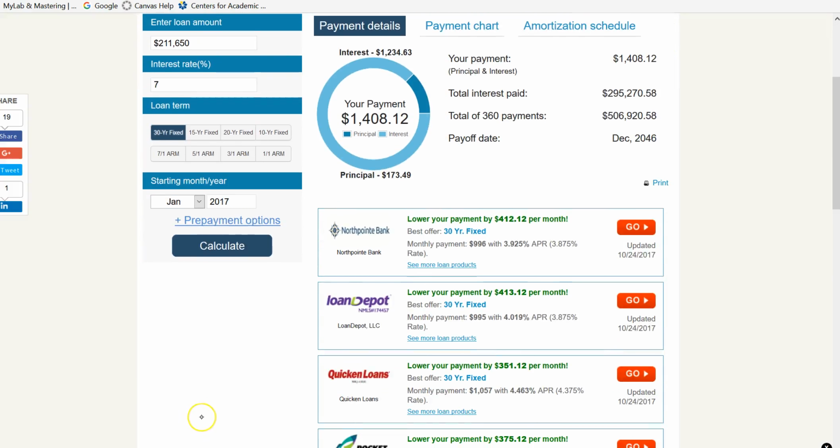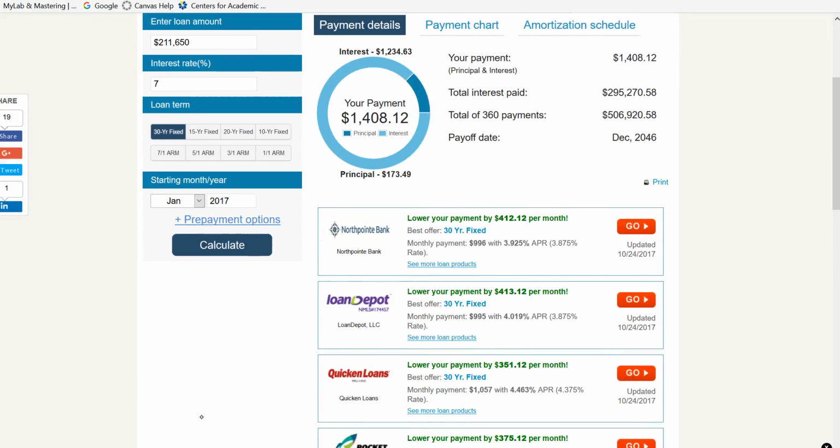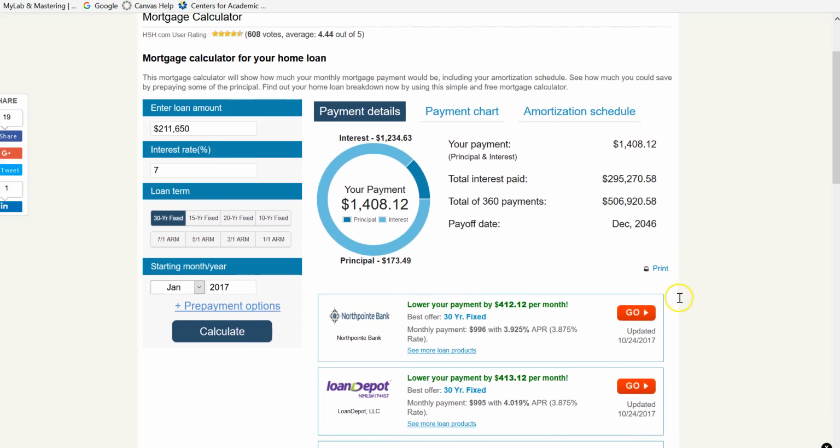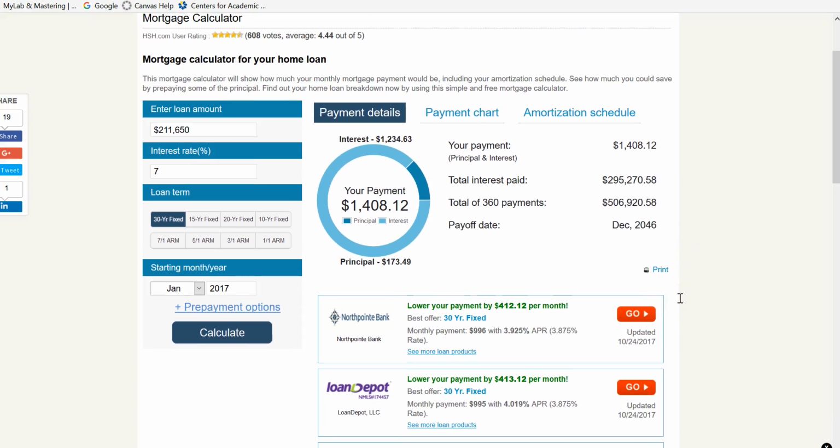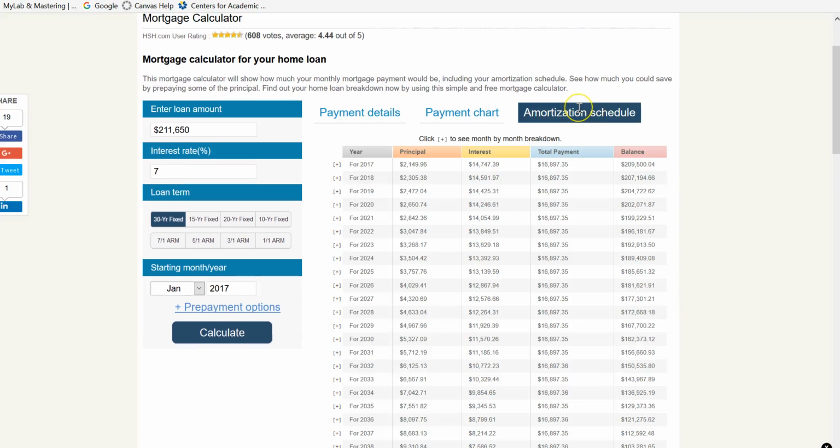Okay, so I'm going to hit calculate. Now at this point in time, they're saying my payment amount is $1,408.12, so they're a penny off from us. I'm not quite sure how they're getting this payment amount, and maybe what their rules are for rounding. So maybe they say they're always going to round up. I'm not quite sure. But I want to go to this amortization schedule.